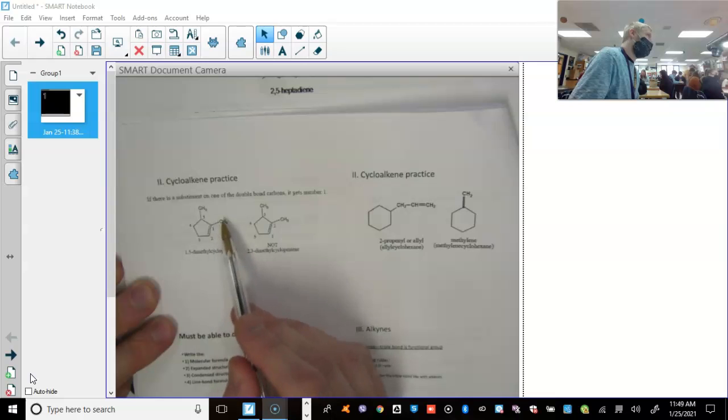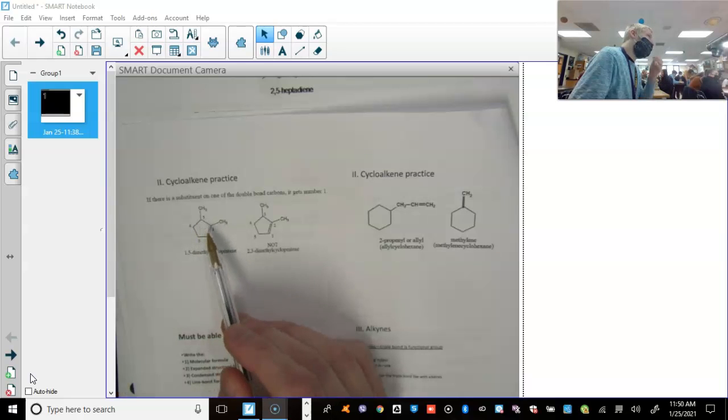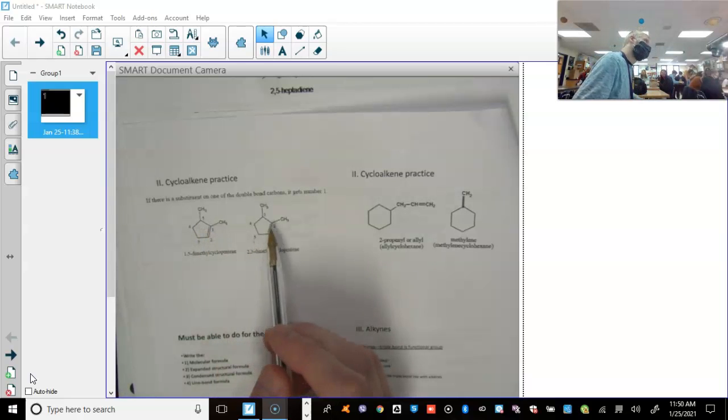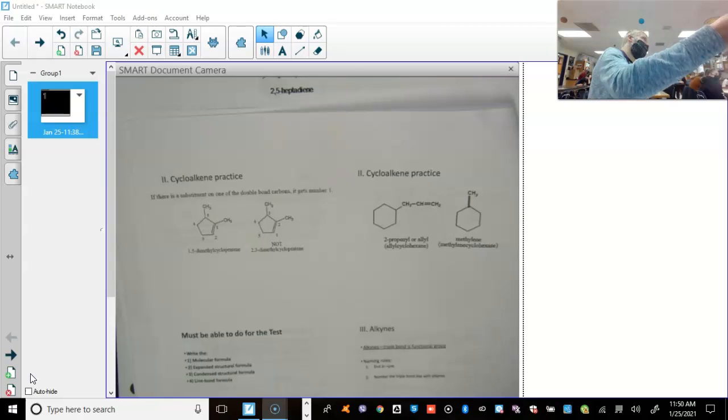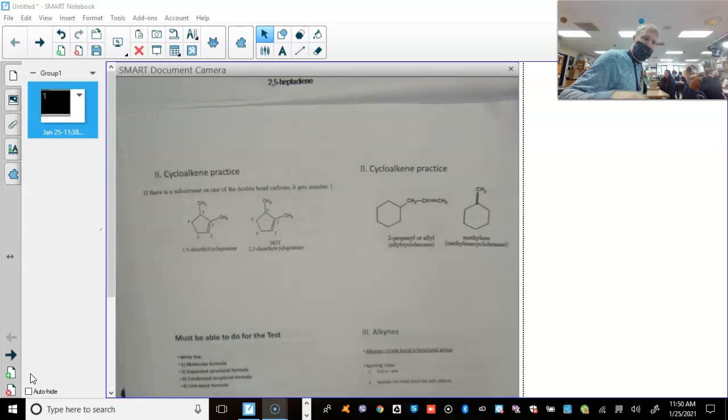A substituent would be like an alkyl group. So there's no substituent here, but here there's a substituent. So that's why that one gets number 1, and then they count this way. It wouldn't be 1, 2, and you always have to follow the double bond. So technically, it would be 1,5-dimethylcyclopentene.